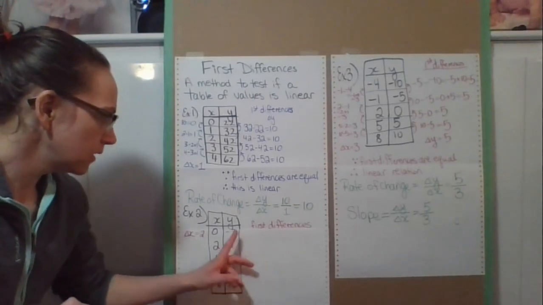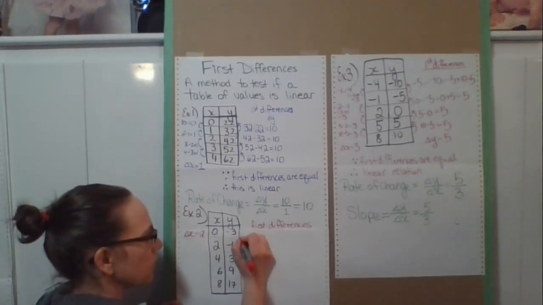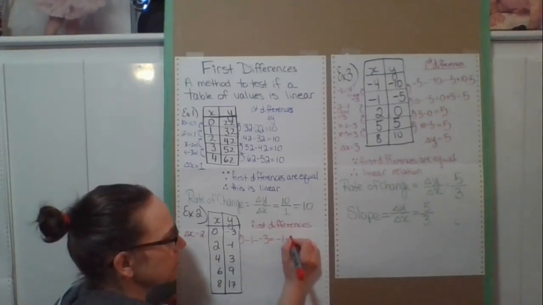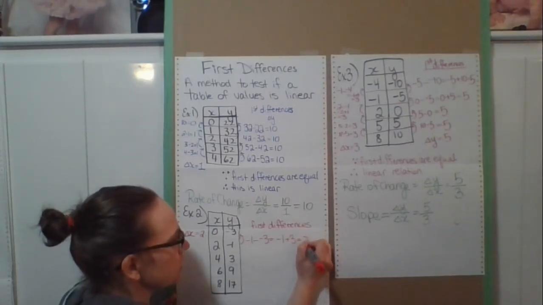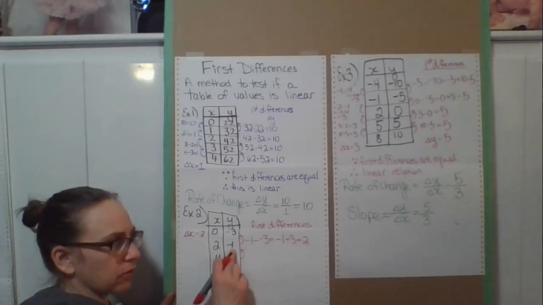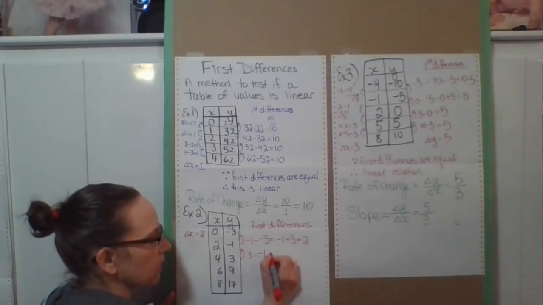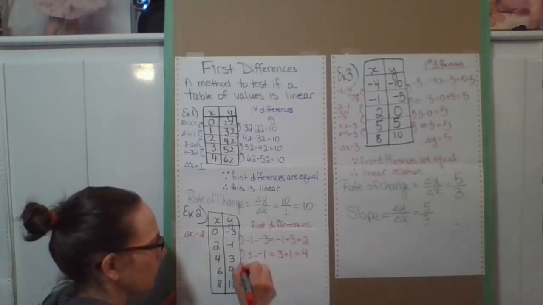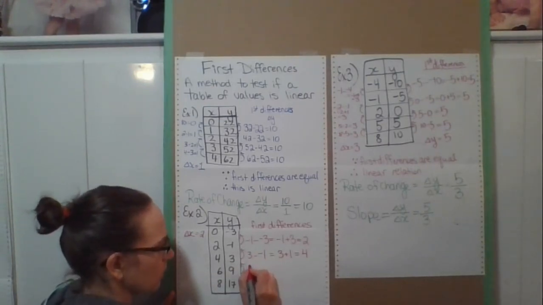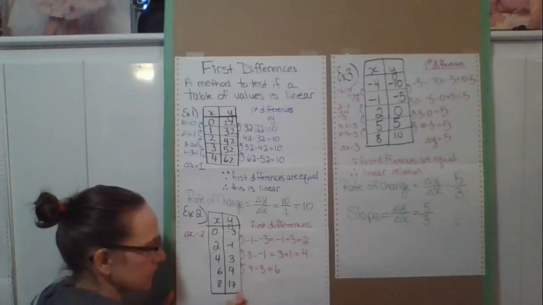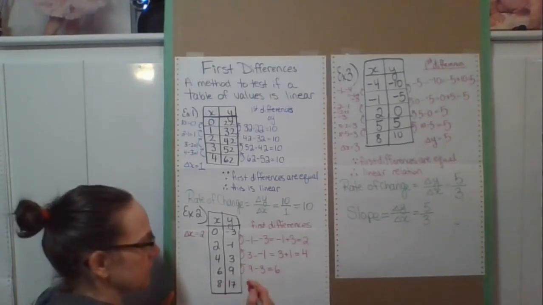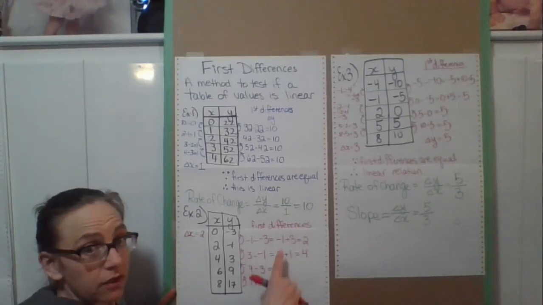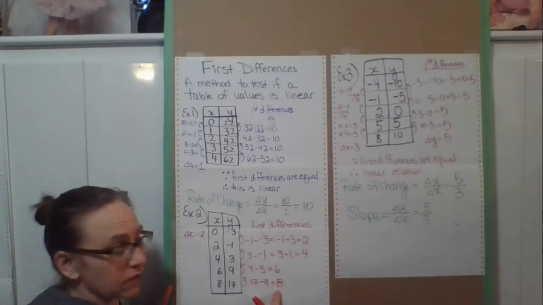On my y side, we want to do bottom minus top. So we've got -1 minus -3. That's the same thing as -1 plus 3, which is 2. Next pair, 3 minus -1. That's the same thing as 3 plus 1, which gives us 4. Next pair, 9 minus 3. That equals 6. And last pair, 17 minus 9 equals 8. So if we look at our first differences, we've got all different values.